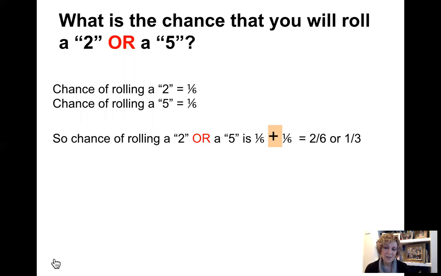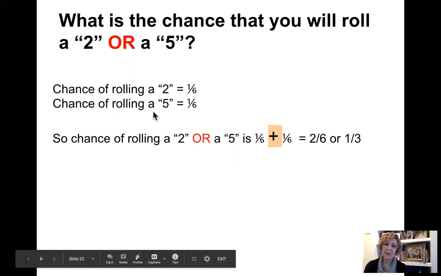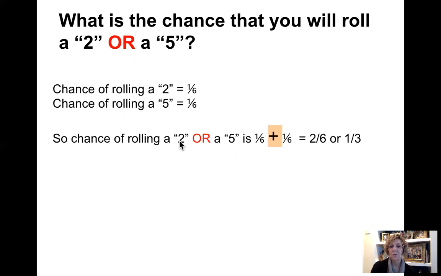Now, listen how this question is different. What is the chance you will roll a 2 or a 5? "Or" in statistics means that you are going to add. So if my chance of rolling a 2 is 1 out of 6 and my chance of rolling a 5 is 1 out of 6, my chance of rolling a 2 or a 5 is going to be 1/6 plus 1/6, which is 2 out of 6 or 1/3.